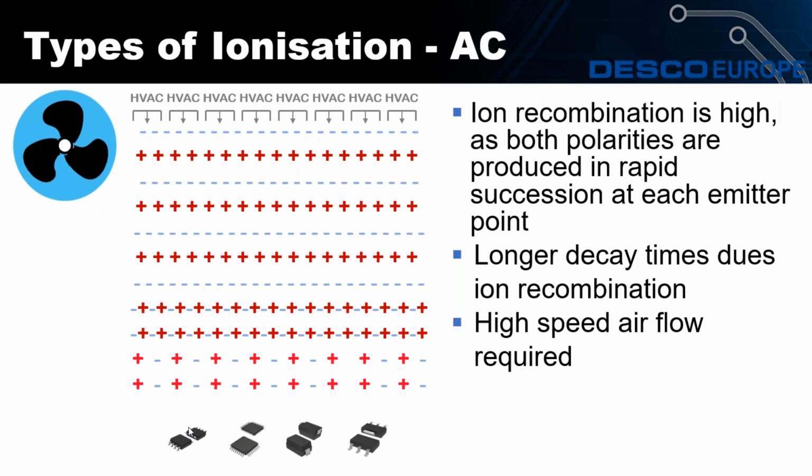Okay, but for alternating current ionization to be effective in doing this, you do need a high speed airflow to get those positive and negative charged ions to the target area before they can recombine and therefore become null and void.